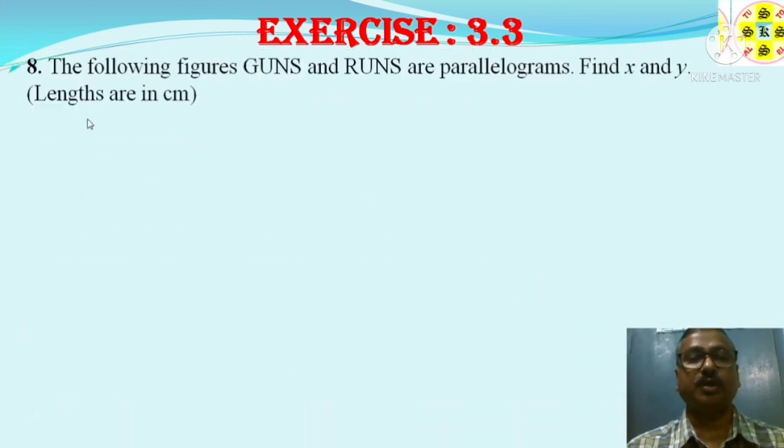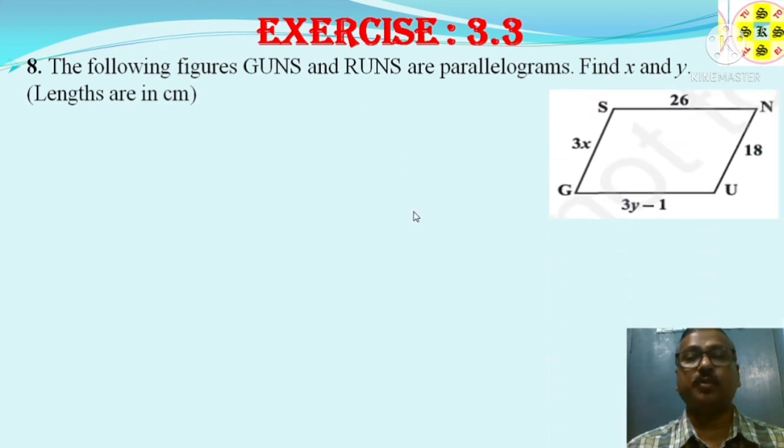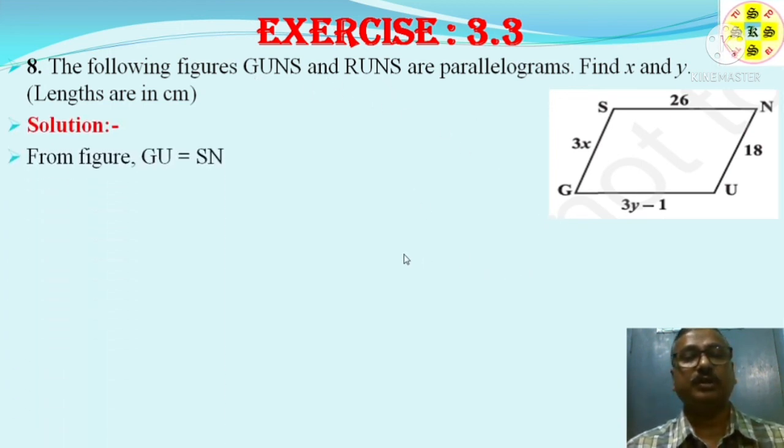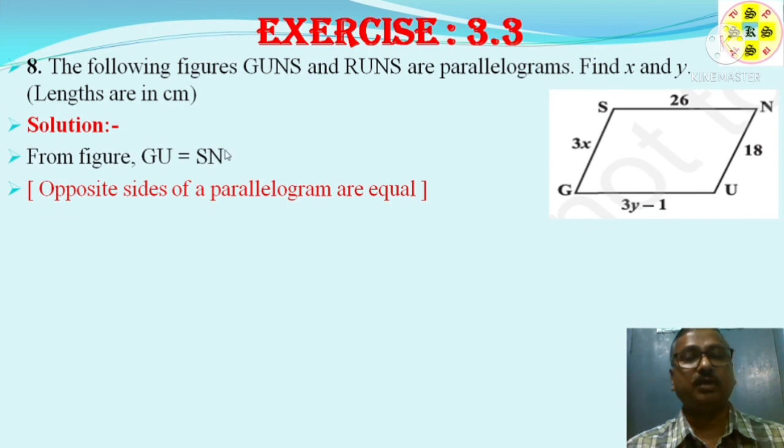Now let us move to question number 8. GUNS and BRANS are two parallelograms. Then find X, Y, Z. There are two questions, that is two parts, one is GUNS and one is BRANS, separate questions. This is given in the first one: GU equals SN. Why? Opposite sides of a parallelogram are equal.